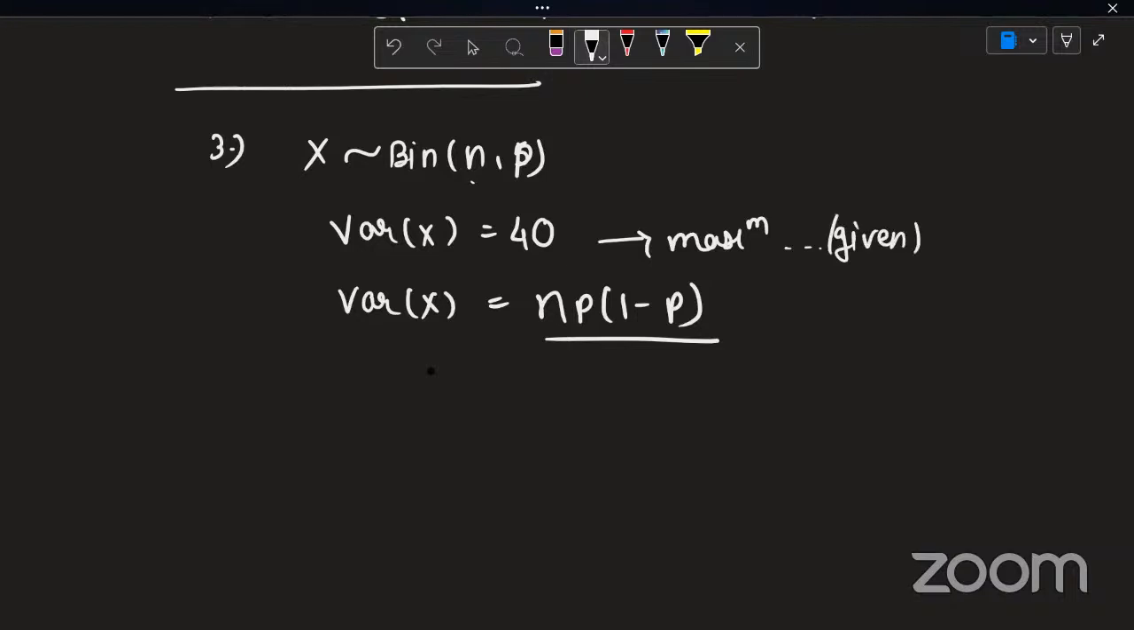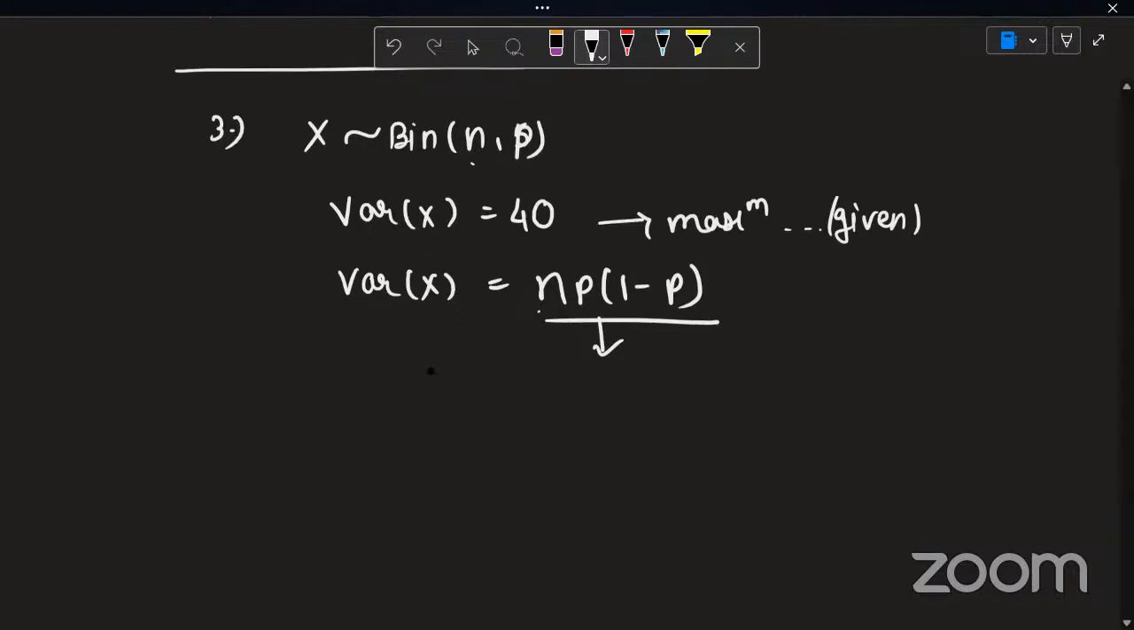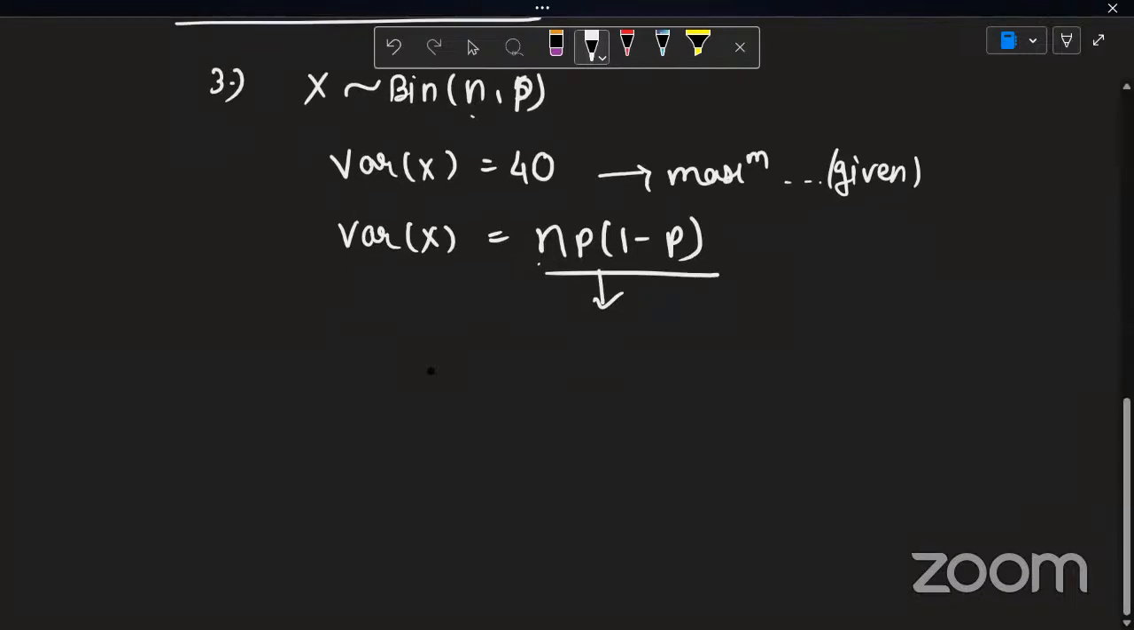Fine. Variance of x maximum, it can take 40 value. If you have this expression where n is constant, p is varying, how will you find the maximum value of p? By differentiation. So once you differentiate this np(1-p) with respect to p and equate it to 0, it will give you the value for p.